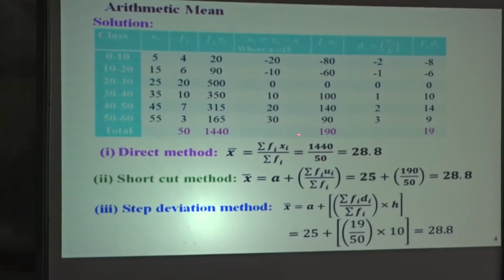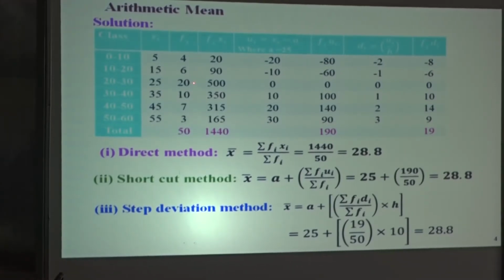440 divided by 50. Now using a calculator, we get 28.8. And next, I want to find out the shortcut method and step deviation method. Therefore, I am moving to the next step. What's the next column I want to find out? Ui. What is my Ui? Xi minus A. Now, for A, you go to the frequency distribution column.